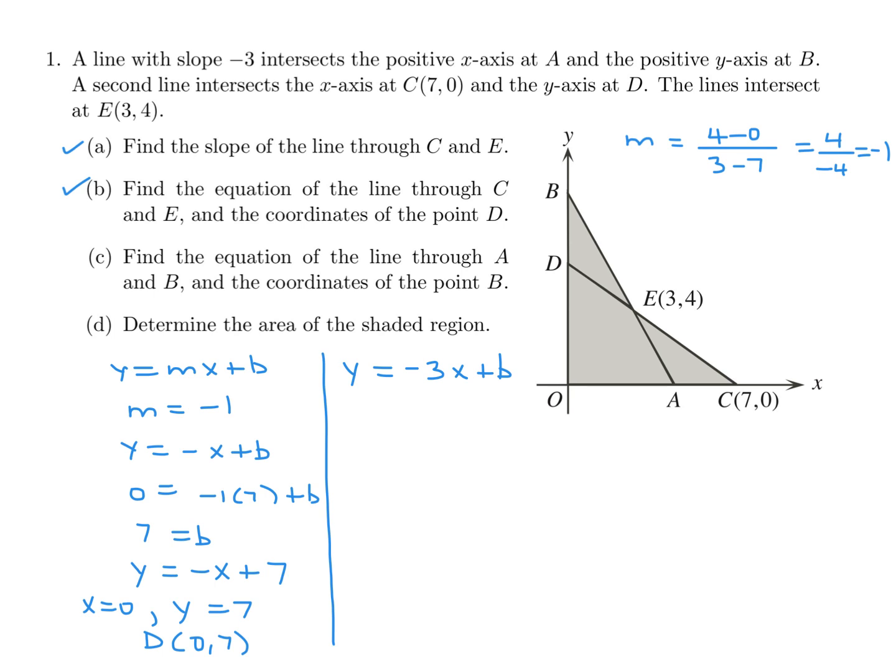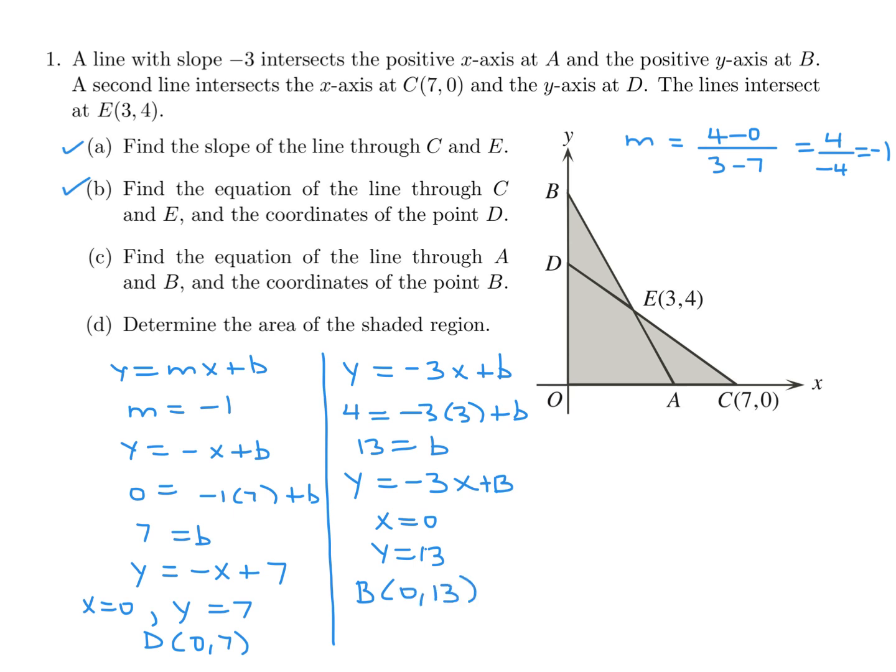And then to get b, I can substitute the point E because it's on that line. So when y is 4, we have 4 equals minus 3x plus b, and that x value I should have just plugged in as 3. So that means b is equal to 13. So that equation is y equals minus 3x plus 13. And they wanted the coordinates of B. B is on the y-axis, so the x value will be 0. So when x is 0, y is 13, and therefore B is (0, 13). That takes care of C.